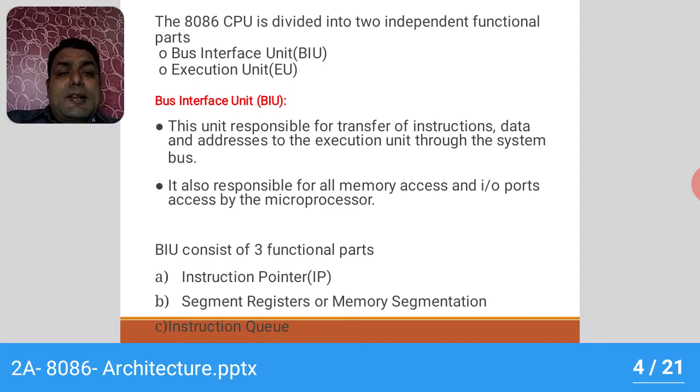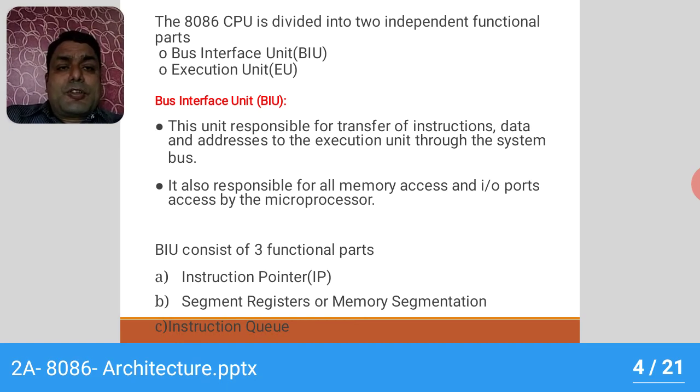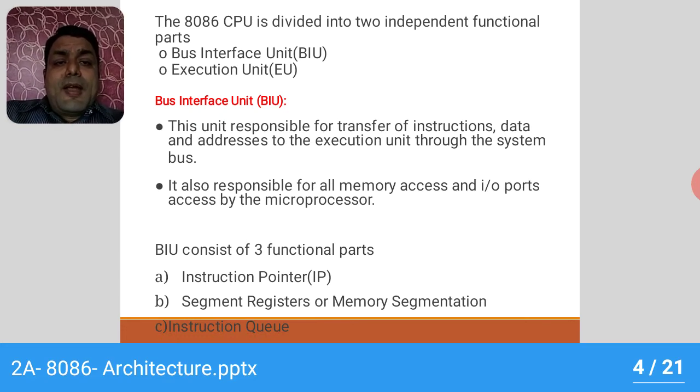So this is the summary of the 8086 microprocessor architecture. Already we have discussed that the 8086 CPU is divided into 2 independent functional parts: BIU and execution unit. The BIU is responsible for transferring instructions, data and addresses to the execution unit through the system bus. It is also responsible for all memory access and IO ports accessed by the microprocessor. BIU consists of 3 functional parts: instruction pointer, segment registers or memory segmentation, and the third one is instruction queue.